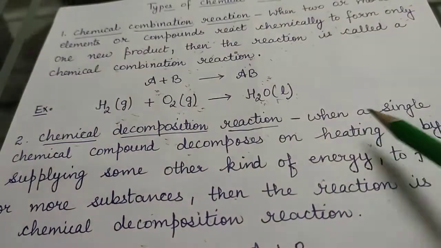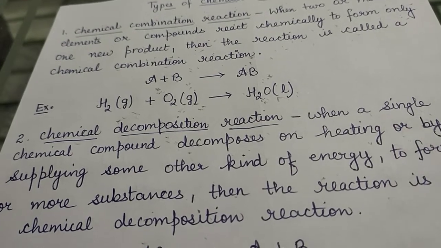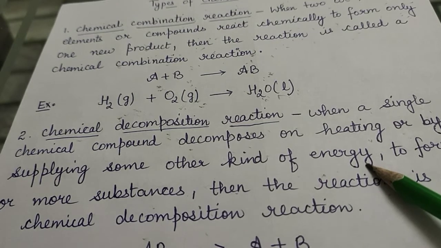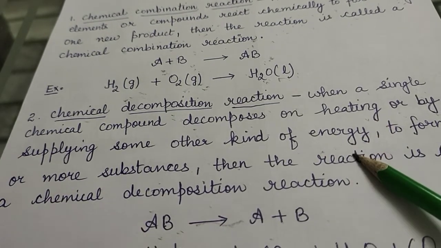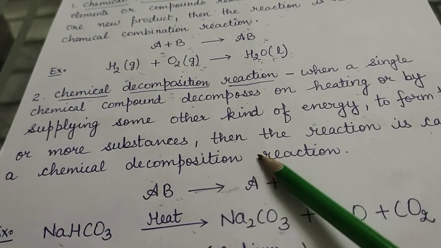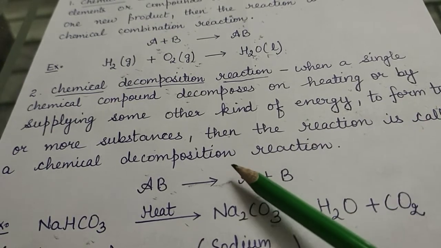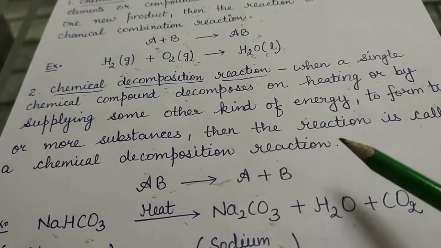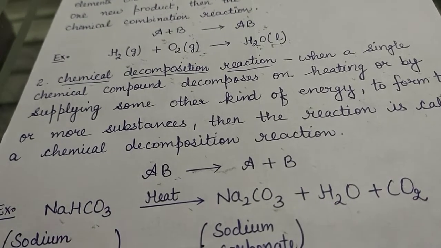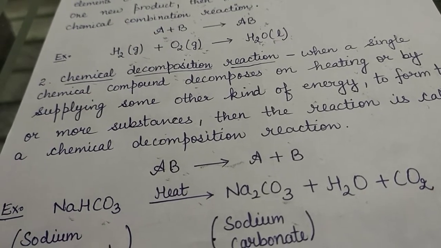A single compound decomposes on heating or by supplying some other kind of energy, that can be electricity or sunlight, to form what? Two or more substances. Then the reaction is called what? Chemical decomposition reaction. Or in short, we can say that a single compound breaks into two or more new products.